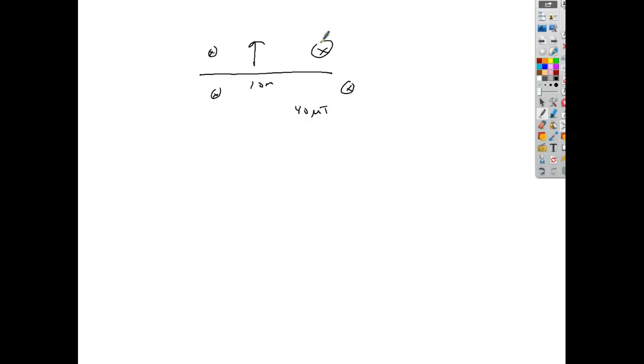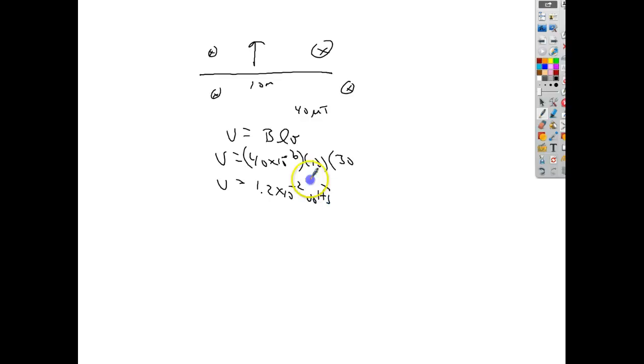So if that's my situation, I've got to figure out what my voltage is, is what they ask, right? Potential difference between the two ends. So I'm going to go voltage is equal to BLV. So it's going to be equal to 40 times 10 to the negative 6 times the length of the wire, which is 10 meters, times its speed, which, what is the speed? 30 meters per second. Put it in my calculator, and I get 1.2 times 10 to the negative 2 volts. So far, so good?